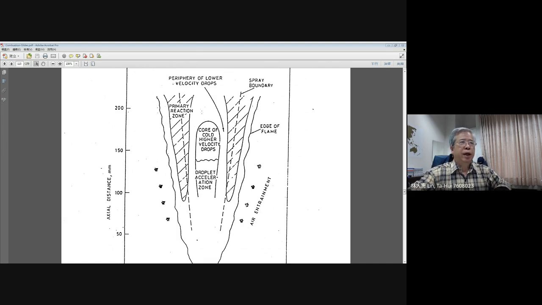And they tell you there is a so-called primary reaction zone, which is thicker compared with the gaseous diffusion flame. Okay, and the spray boundary exists and is denoted by the broken line. The spray boundary means the outer region of the spray. Actually, there are still some tiny droplets there, and they will gasify and burn in these regions.